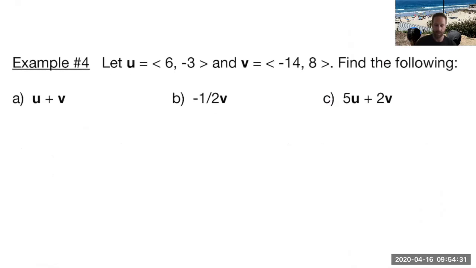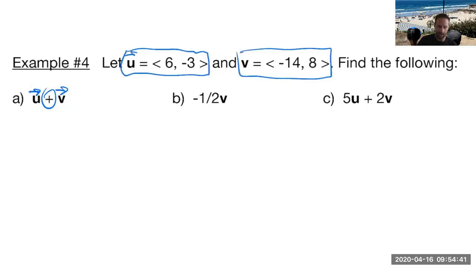So first thing we're going to look at is, what if we were just asked to add these two vectors, u and v, which they named here and here. I bolded them. Most of you would just write the arrows over the top. So if we were asked to add u and v, that literally just means add the like terms. So I'm going to take the 6 plus the negative 14, and that's going to be the a, or the x values, and then I will take negative 3 and add it to the 8, and that will be my b, or y values.